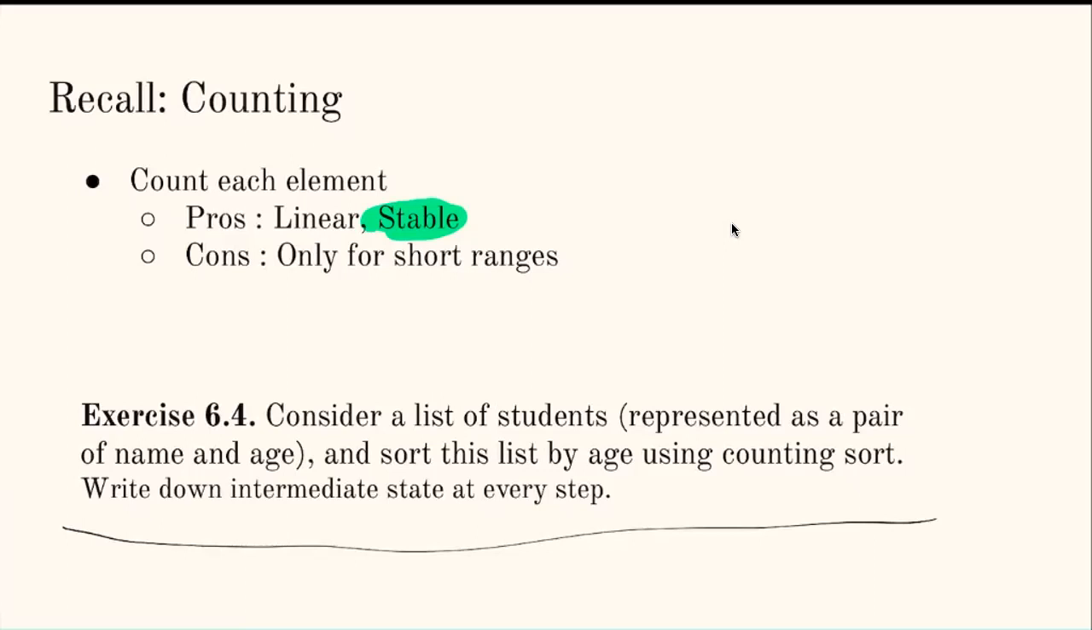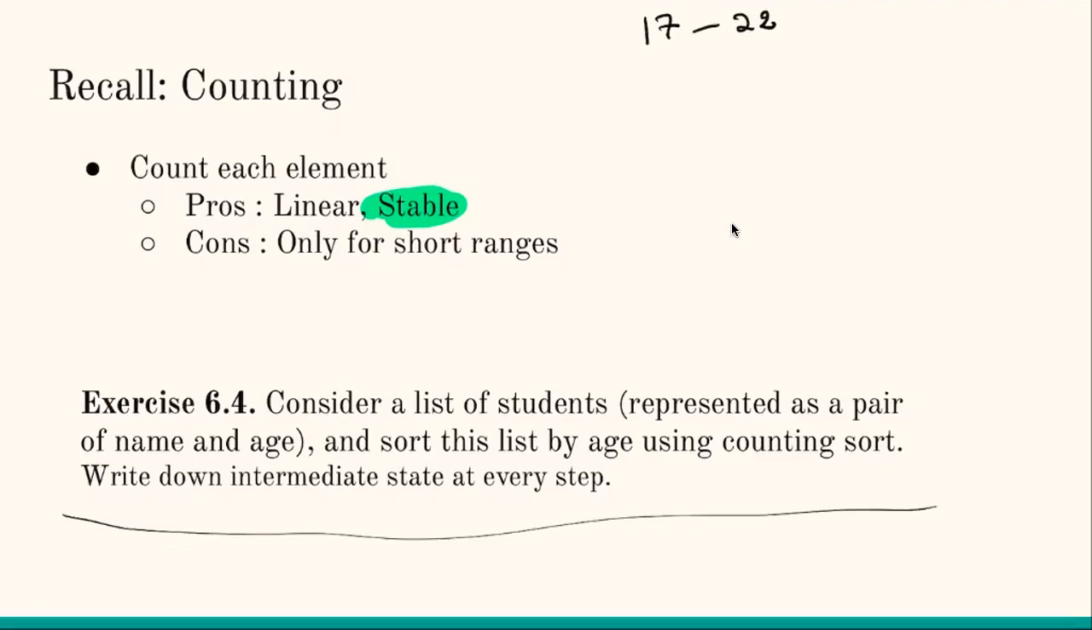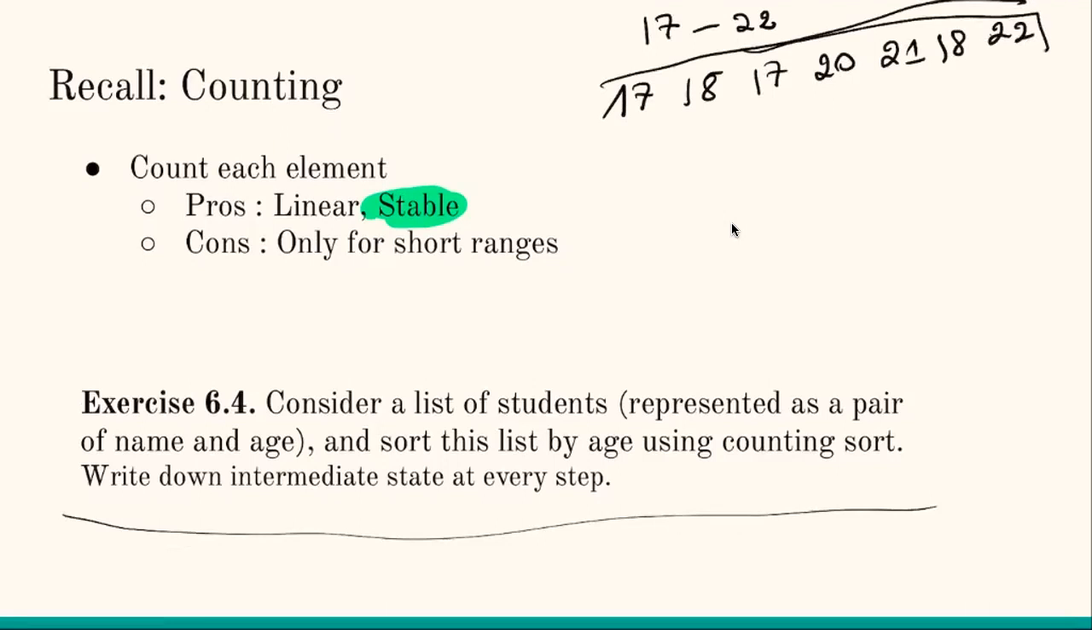So if you talk about ages, students have ages, and in this room, maybe I can be wrong, from 17 to 22. Since we have this range, we can have several students with the same age. So let's choose a sequence where we have 17, 18, 17, 20, 21, 18, 22. Let's assume that this is our sequence.